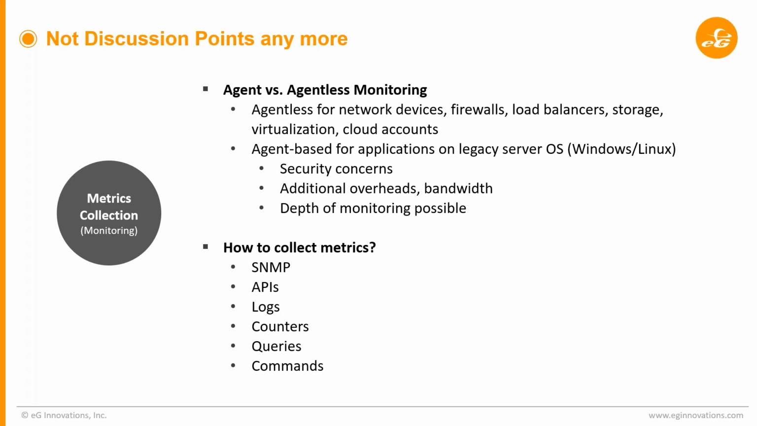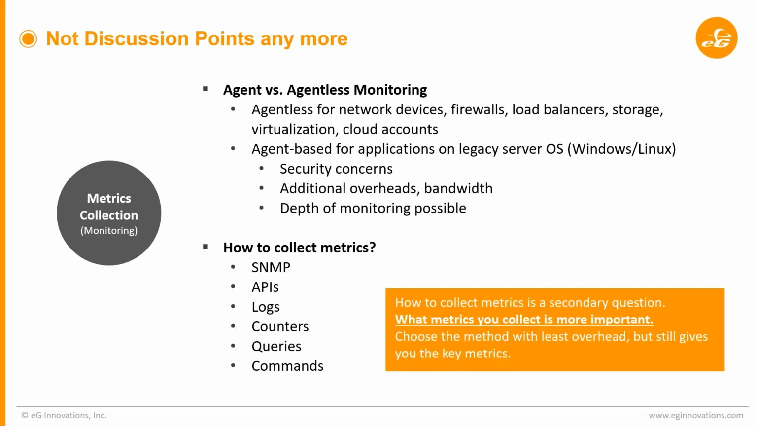Now, the second question that comes up is, how do you collect metrics? Do you use SNMP? The answer to this is, SNMP is no longer a standard when you talk about applications, virtualization, etc. And there isn't one API, one standard through which you can monitor your modern infrastructure. So you need your observability solution to be using any which way possible to collect metrics. So how to collect metrics is, in my opinion, a secondary question. What metrics you collect is the more important question. Now, if you had multiple methods giving you similar metrics, choose the method with the least overhead, but which gives you the key metrics that matter. So in a nutshell, my point is focus on what metrics you want to collect.